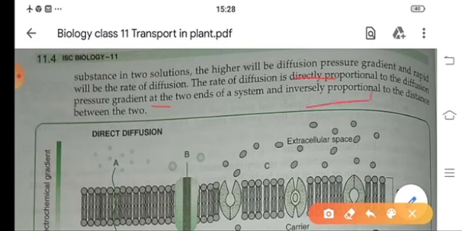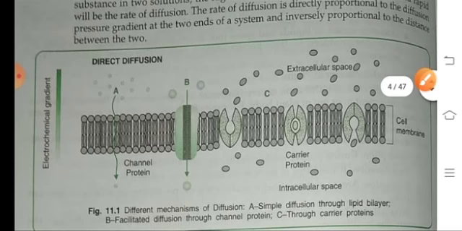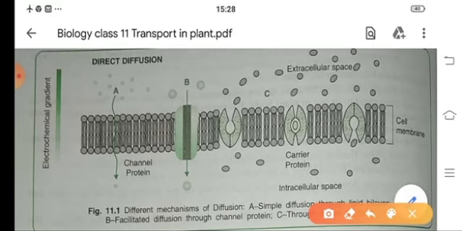So here is the diagram, children, which shows the different mechanisms of diffusion. Now here, see, this is a simple diffusion. This is a cell membrane, the outer cell membrane and the inner cell membrane, and direct diffusion is going on from inside to outside and from outside to inside. Now some facilitated diffusion channels are also there, and these are known as channel proteins. Here you see this channel protein, and through it macromolecules are entering inside the cell membrane.